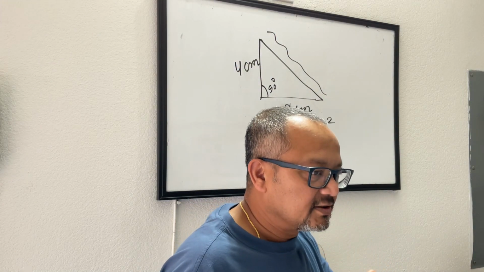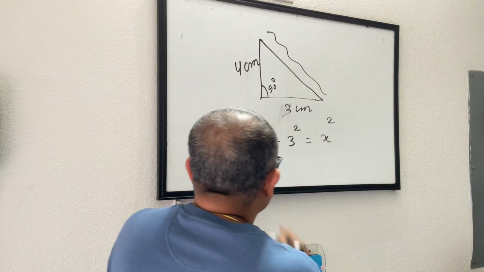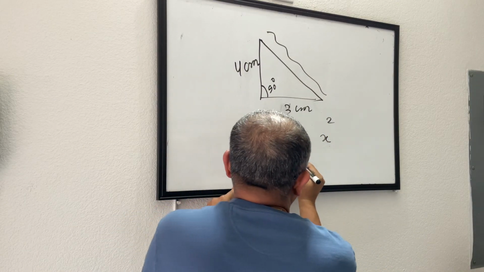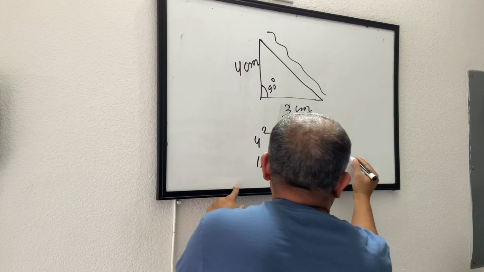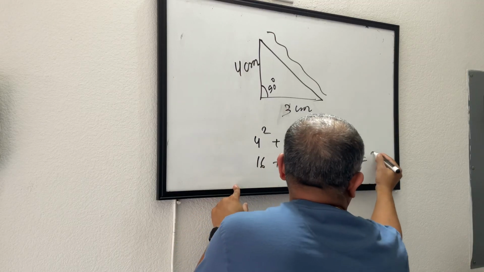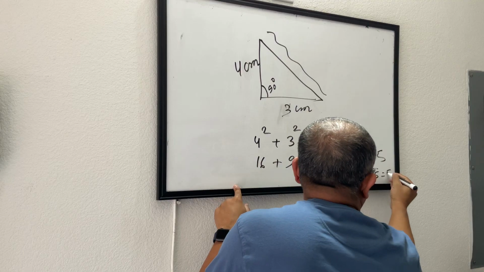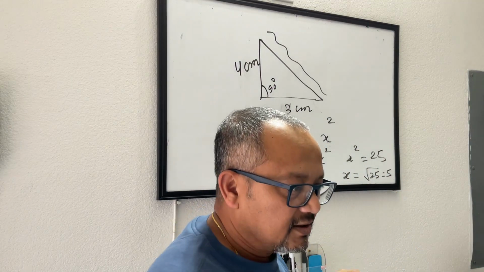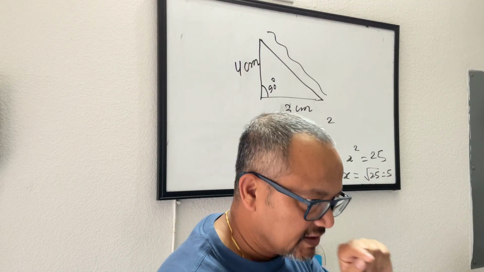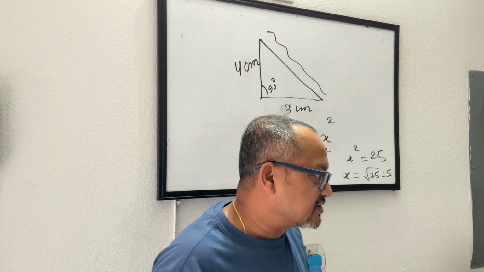Everybody knows about it? So 4 square is nothing but 16, 3 square is nothing but 9, equal to x square. So x square equals 16 plus 9, 25, or x will be equal to square root of 25, which will be 5. Yeah? This is the application part of it that you guys know.